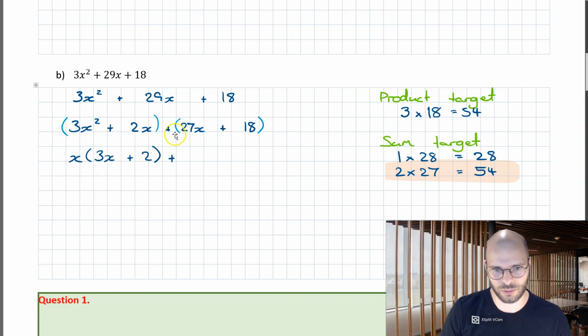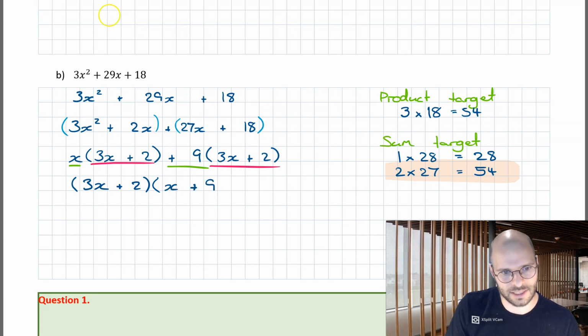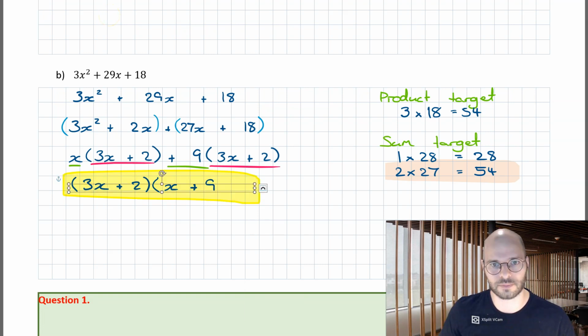So if we divide 27 by 3, we get 9, and if we divide 18 by 2, we also get 9. So the common factor here is going to be 9, and left over is 3x plus 2. Observing, we have a common factor of 3x plus 2, and we leave behind x plus 9. Therefore, 3x plus 2, x plus 9. And this is in a factorized form, as we can see.